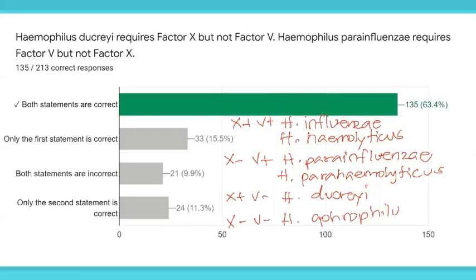So in the question, what was mentioned was H. aphrophilus and H. ducreyi. H. parainfluenzae. So both statements are actually correct. Okay, next.